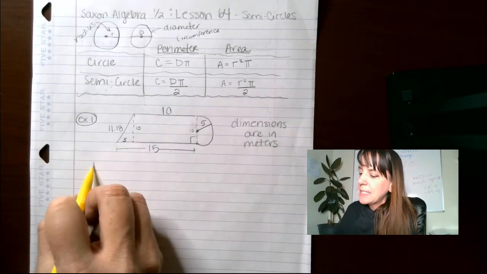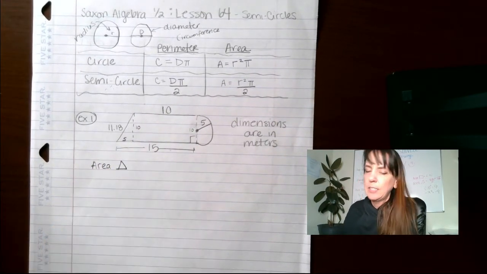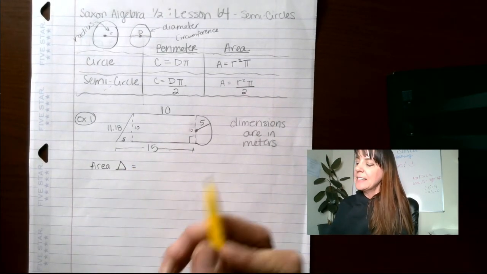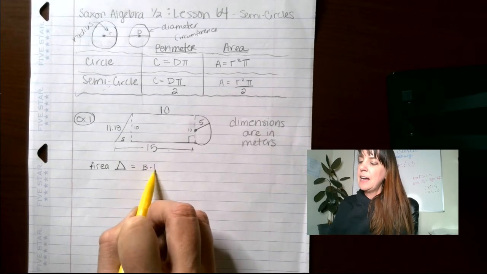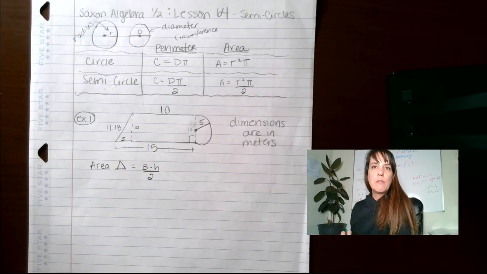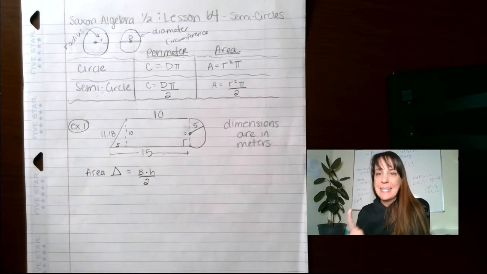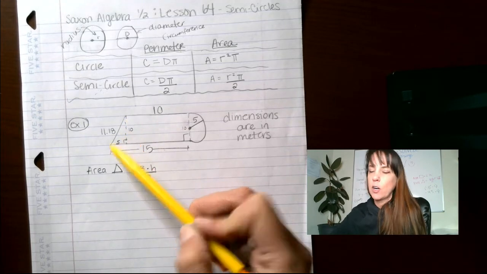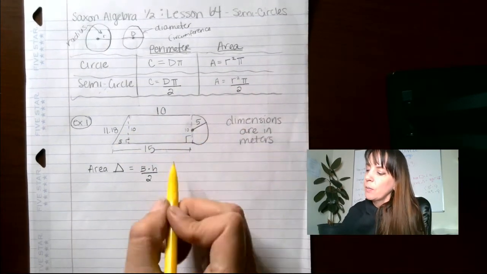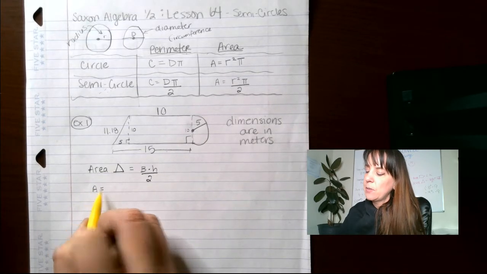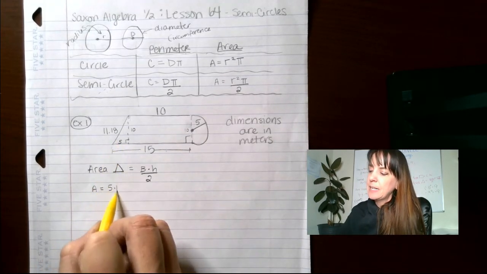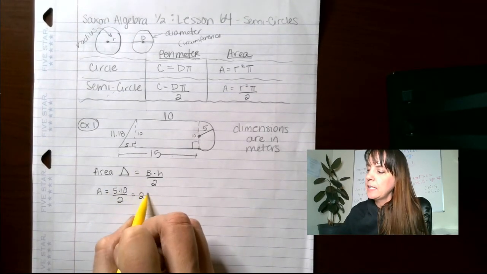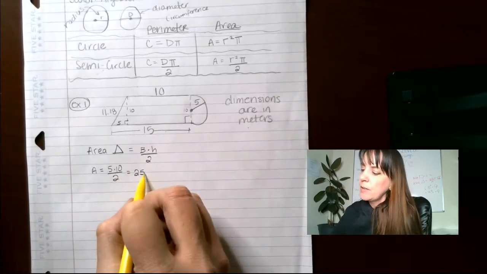All right, so let's talk about some of these. The area of the triangle is going to be the base times the height cut in half, if you remember our formula for that. Now, the base and the height have to make a right angle. See how this one does? We don't want to use this slanty bit here. We want to use this for the height. So if we do that, we get area equals 5 times 10 divided by 2. 5 times 10 is 50, divided by 2 is 25. Dimensions are in meters, so that's 25 meters squared.